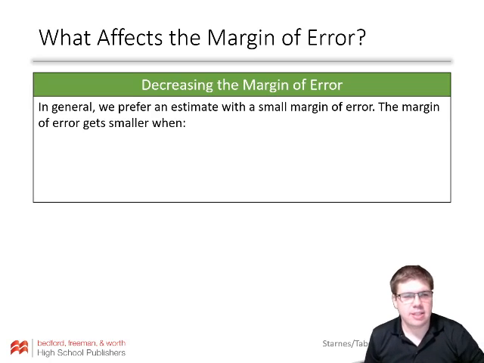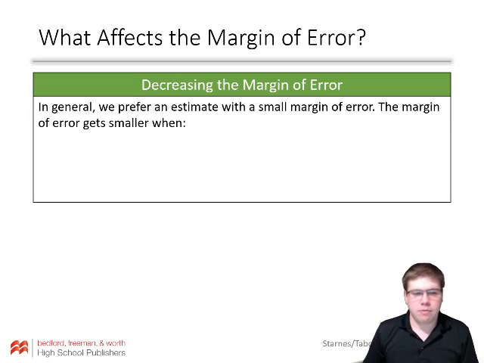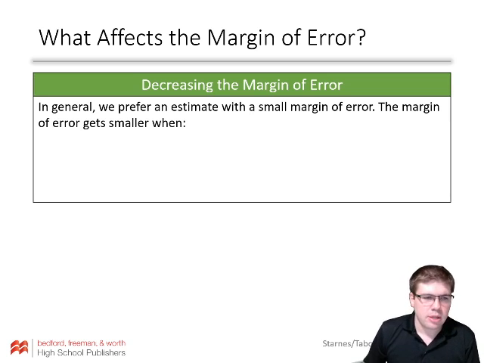Hey AP Statistics, picking up with section 8.1. So last section we got the big idea of how a confidence interval works and how we get that point estimate plus or minus the margin of error. So in this one we're going to start out with, what affects the margin of error, and you could probably guess a few things. In general, we prefer to estimate with a small margin of error.